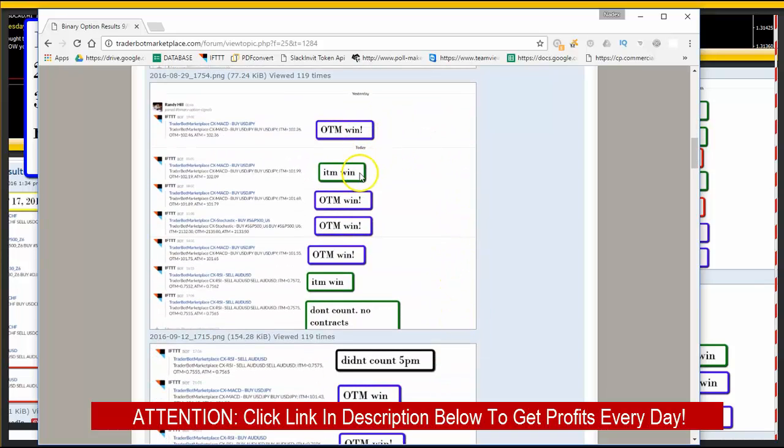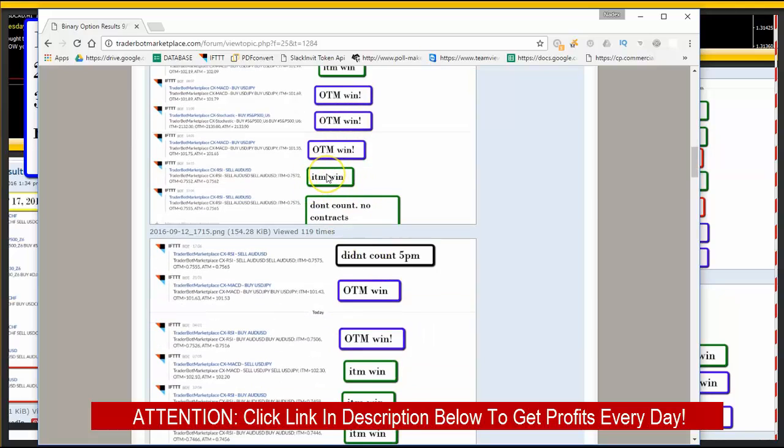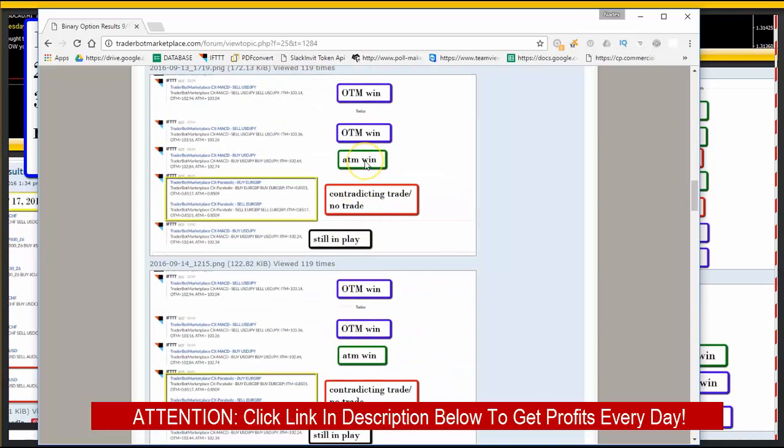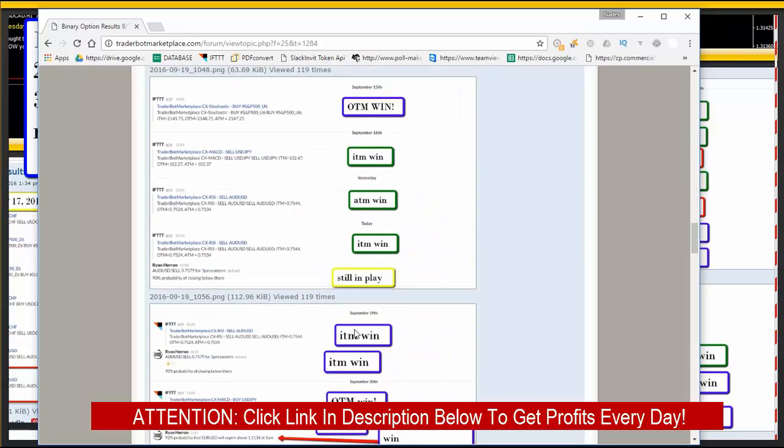Here's an OTM win, OTM loss, win, win, win. That's an ITM win, so it's technically an OTM loss. There was no contract there to be traded. OTM win, OTM win. There's 4 losses in between these 2 OTM wins. Again, there's 1. I don't know if that one was a win or not, but we'll count it as a loss. 2 in between these 2. What you're doing here is trying to find the maximum number of losses in between these OTM wins.